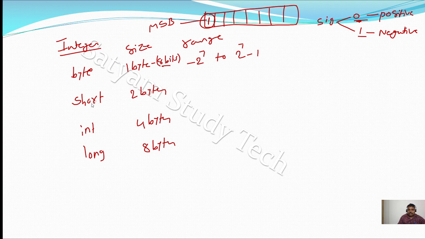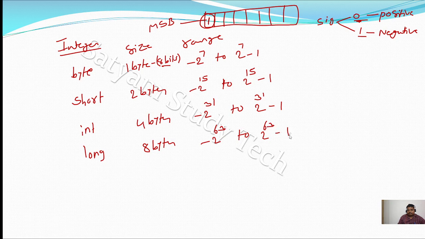Now the range of short: minus 2 power 15 to 2 power 15 minus 1. 1 bit is a sign bit, that's why you consider only 15 bits here. For integer, it is minus 2 power 31 to 2 power 31 minus 1. This is the range of integer. And long is minus 2 power 63 to 2 power 63 minus 1.